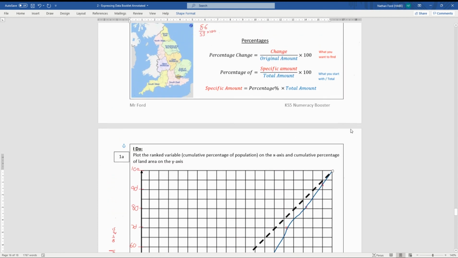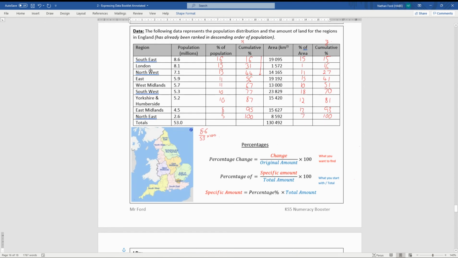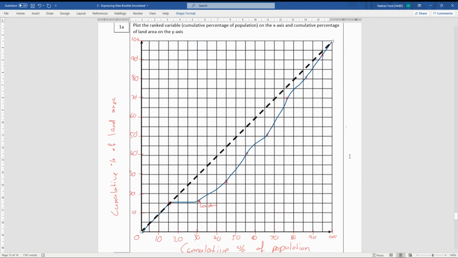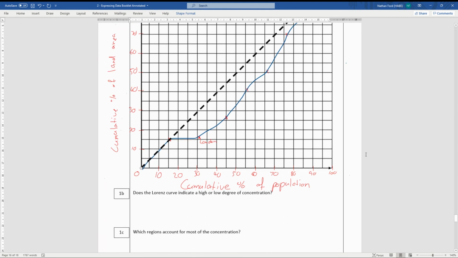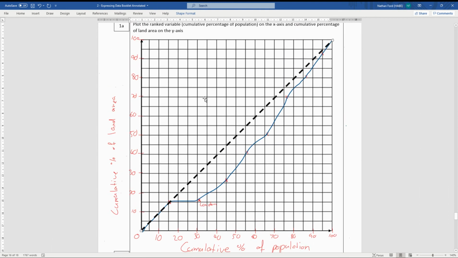They would be the biggest because they're the biggest distances from the even distribution line. So if we have a look here, those 2 and 3 would be London and Northwest. So they are the biggest differences between population and land area. So we can go through and answer these questions now, but that's how you go through drawing them. So it's just like cumulative frequency, but you need cumulative percentages instead of frequency.